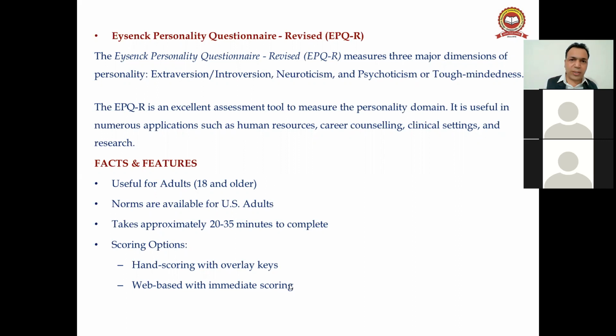What are the features, advantages, and applications of this test? Number one, it is useful for adults. Norms are available for US adults. It takes approximately 20 to 35 minutes to complete. Scoring options are hand scoring with overlay keys, or web-based with immediate scoring. So you have to remember it is useful for adults.